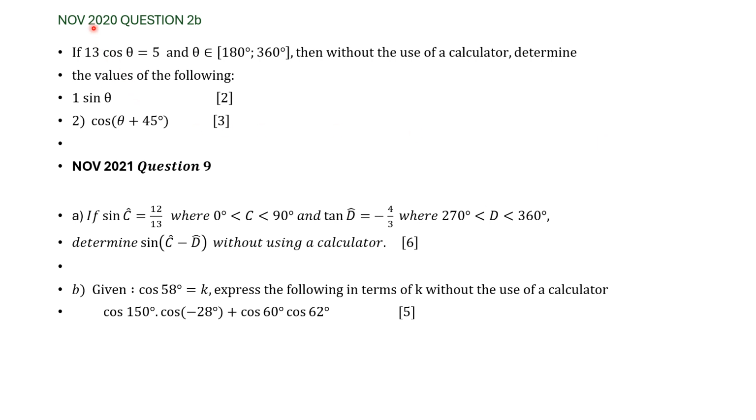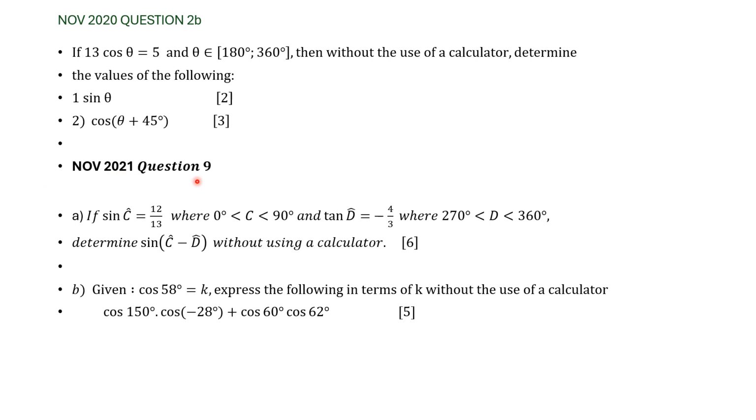November 2020, it was question 2b. They say if 13 cos theta equals 5 and theta is an element of the interval 180 to 360, so we're working in the third and fourth quadrants, then without the use of a calculator, determine the values of the following: 1, sin theta; 2, cos of theta plus 45.